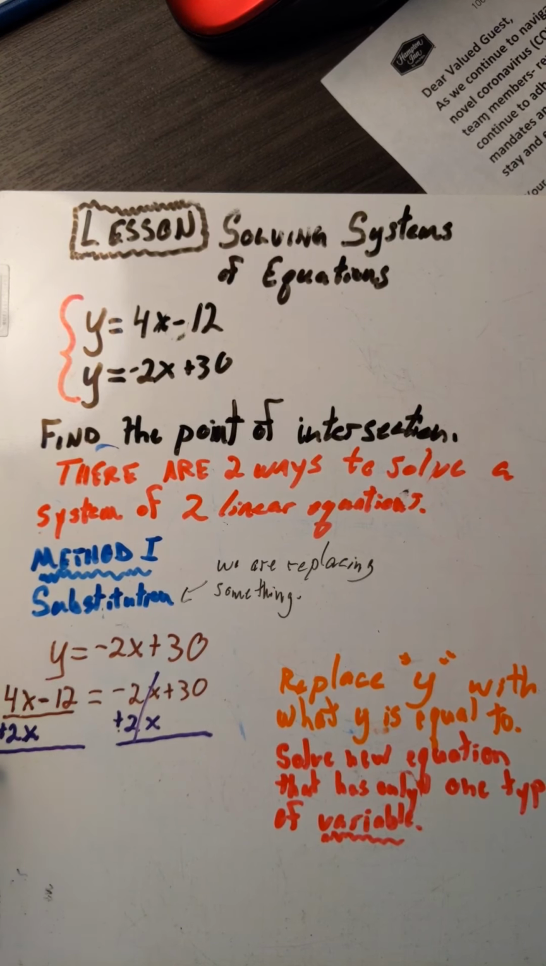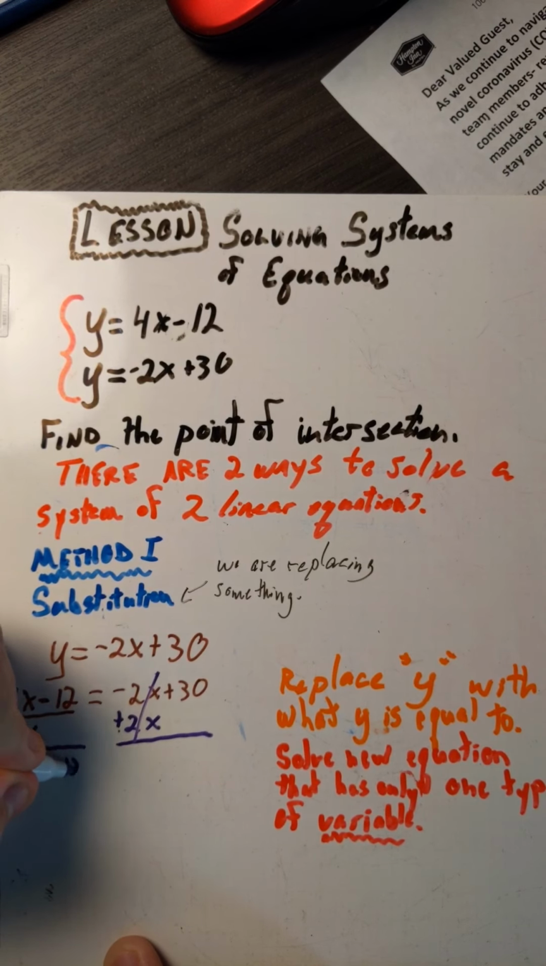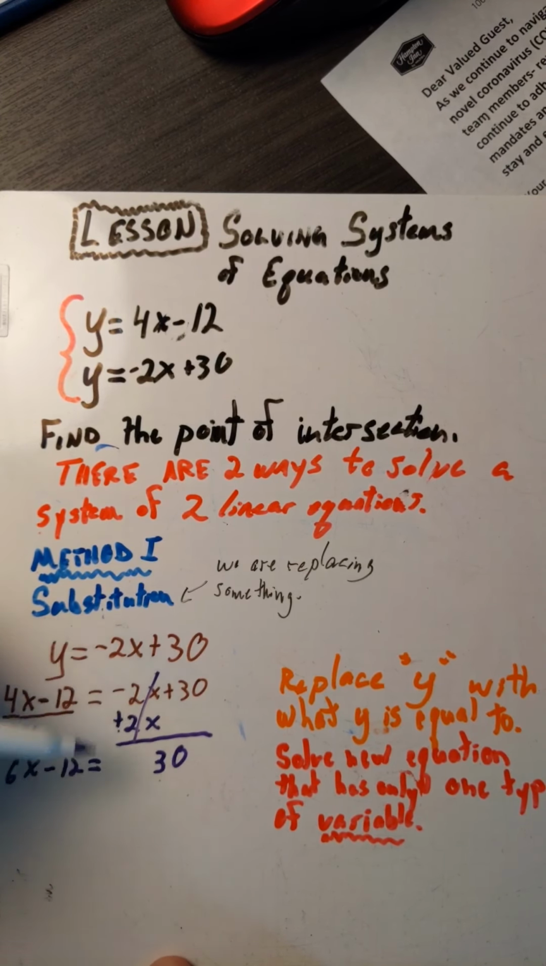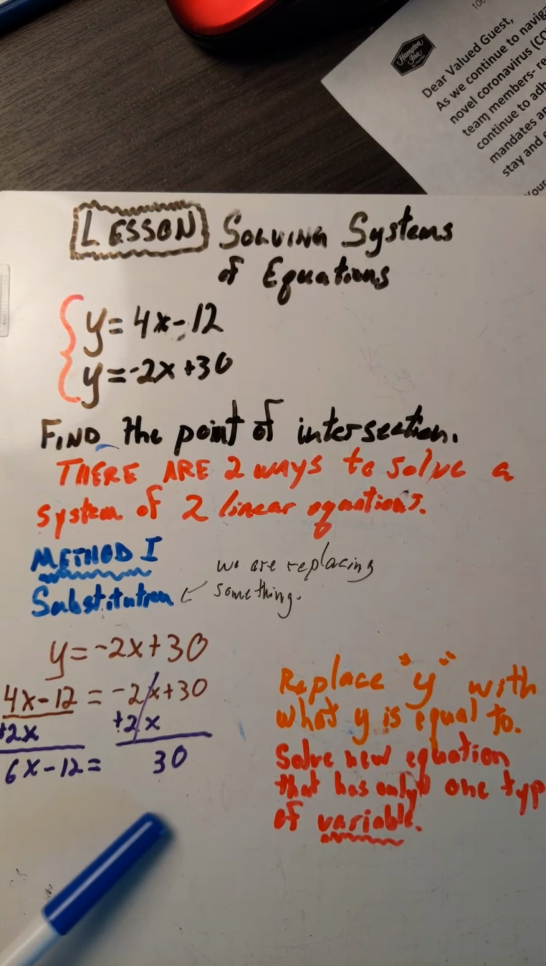On the left-hand side, we get 4x plus 2x, so that's going to be a total of 6x on the left, minus 12 equals 30. The positive 30, nothing happened, it just drops down. All right, we're going to do the same thing with our constant terms. We're going to move this negative 12 so that it's on the other side.